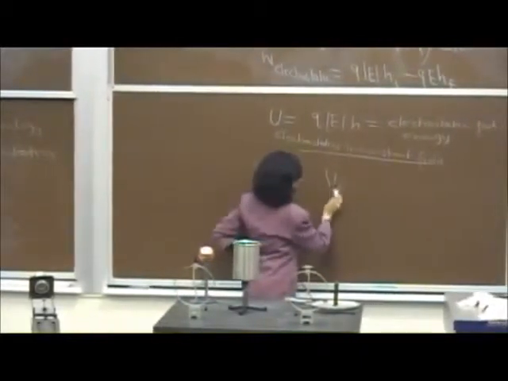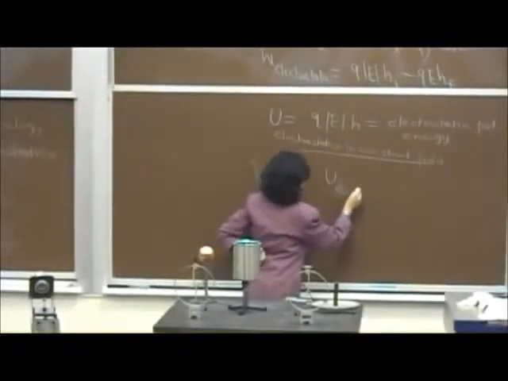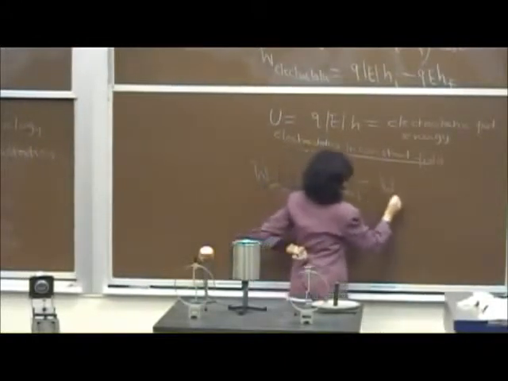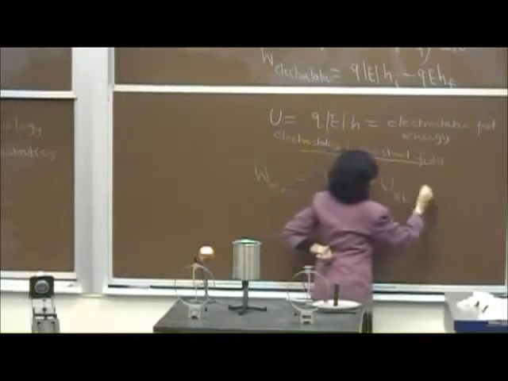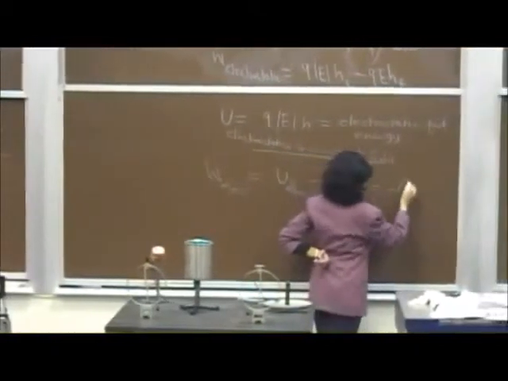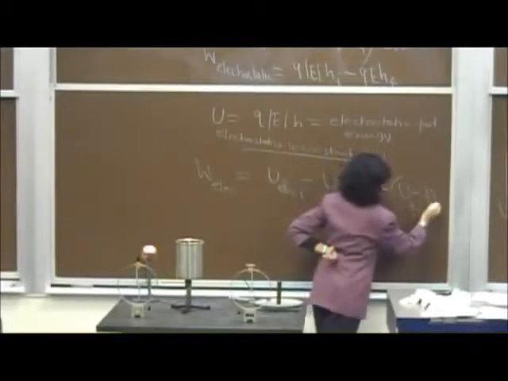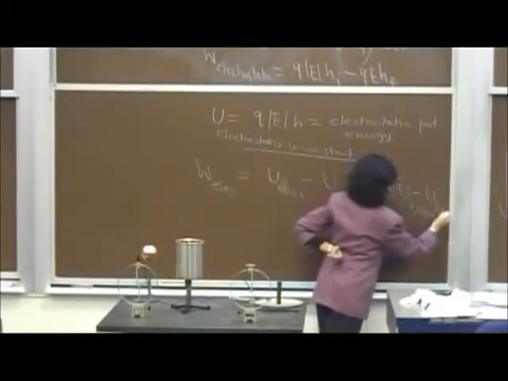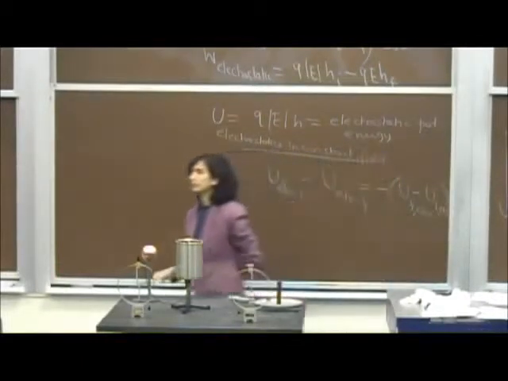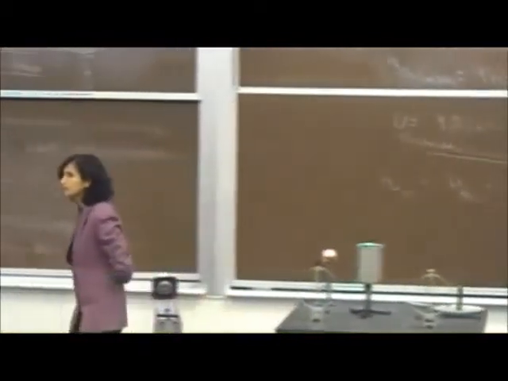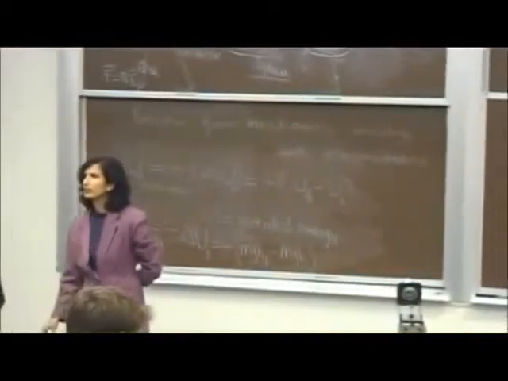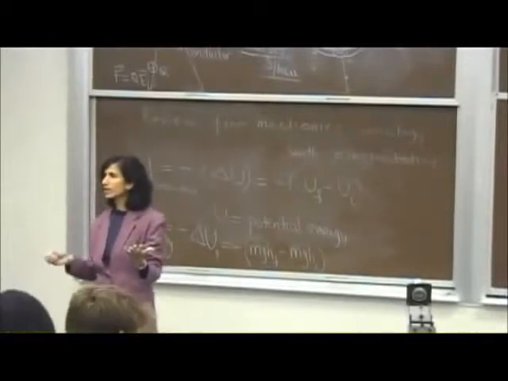U_I, U electrostatic initial, minus U electrostatic final, which is equal to minus U_F electrostatic minus U_I electrostatic. Is that making sense, folks? This analogy between the two cases?